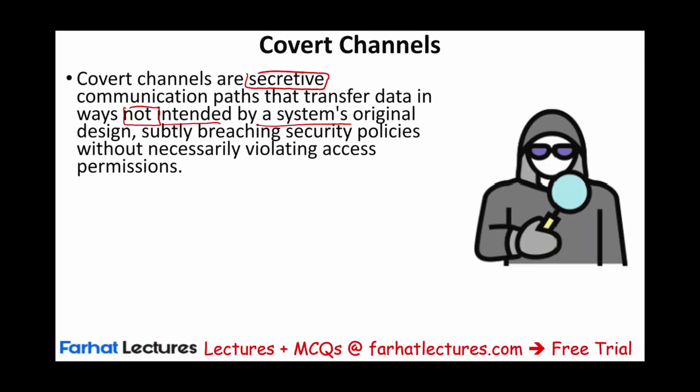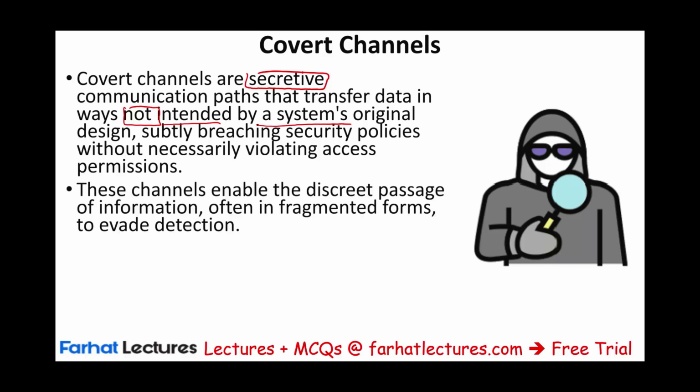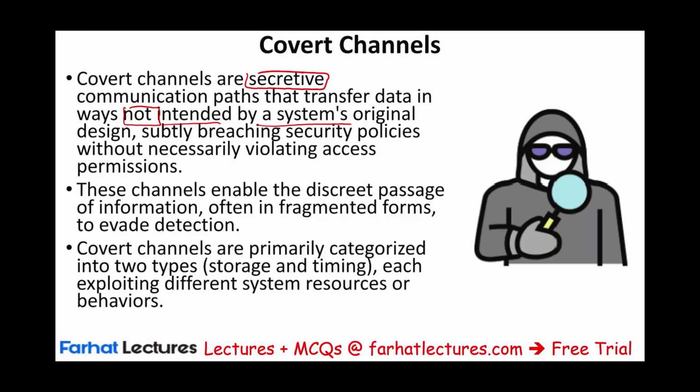So these communication channels enable the discrete passage of information, often in small fragmented forms, to evade detection. So basically going below the radar. Covert channels are primarily categorized under two types: storage channels and timing channels. Each of these channels exploits different system resources or behavior to convey those messages. We're going to discuss the storage channel and the timing channel very briefly.